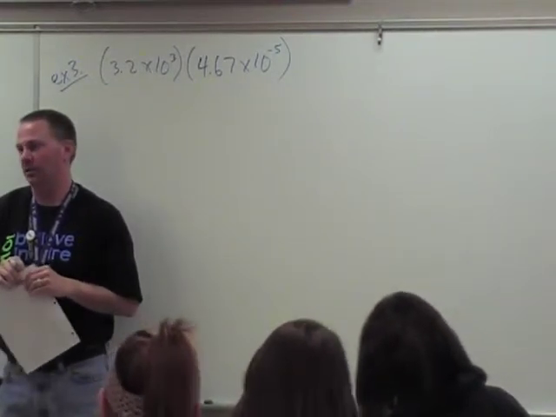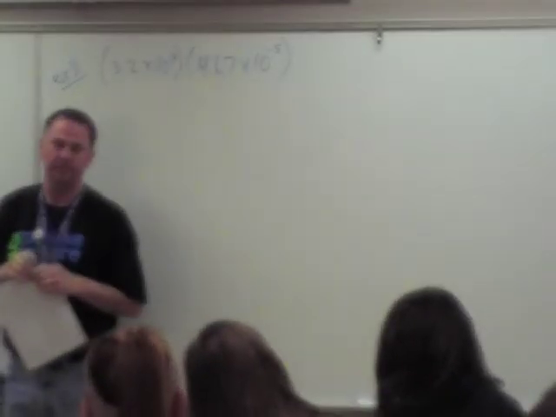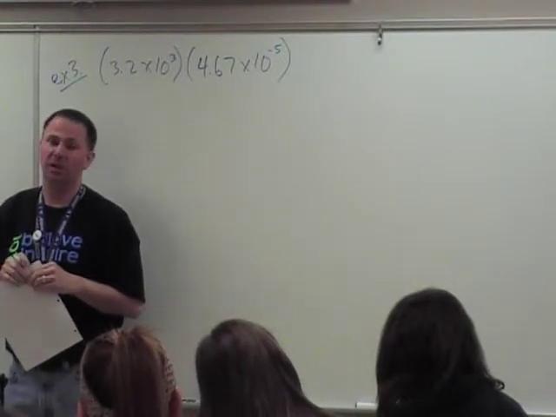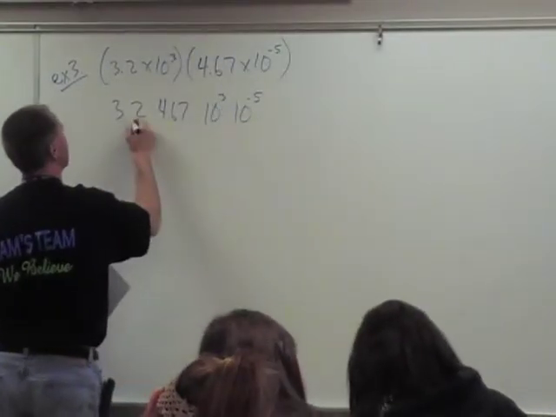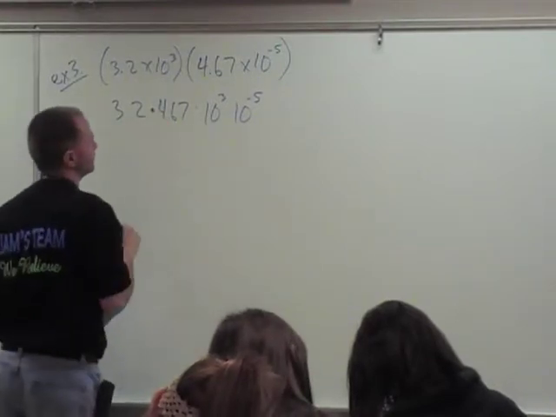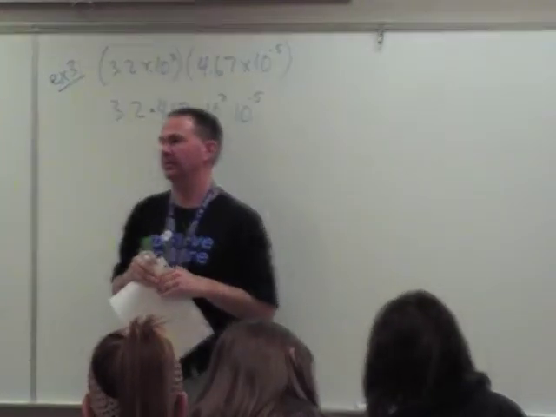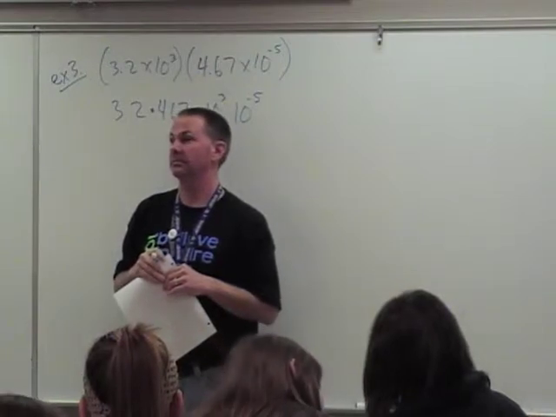Okay, first of all, is it all multiplication? Yep. Do I really need the parentheses then? No. Can I rearrange multiplication? Yes. So why not just take 3.2 times 4.67 times 10 to the third times 10 to the negative 5? Doesn't that sound like a better thing to do? Why would I want to do that? Because then you have the decimals on one side and the scientific part on the other side.